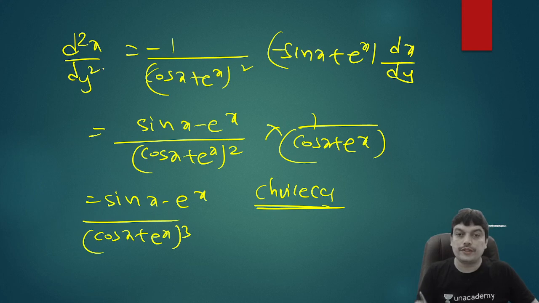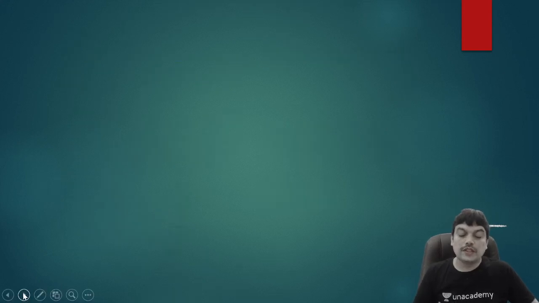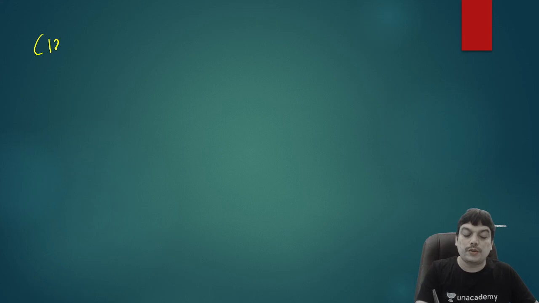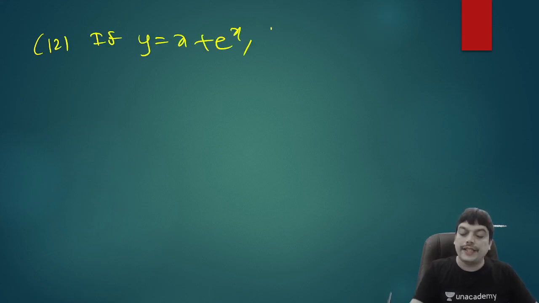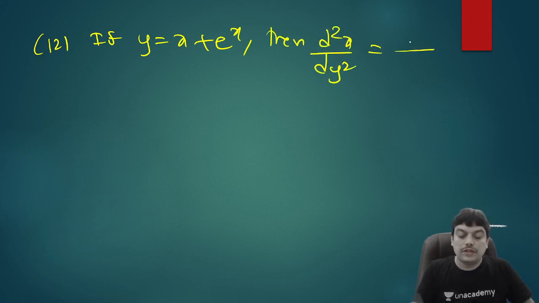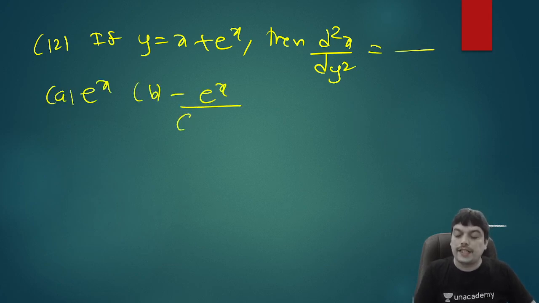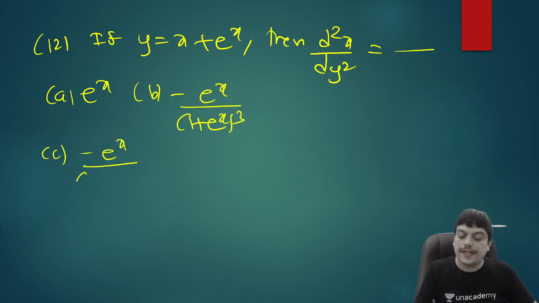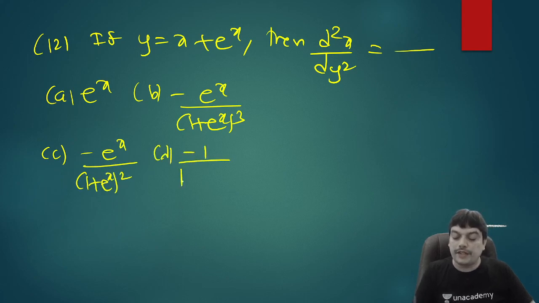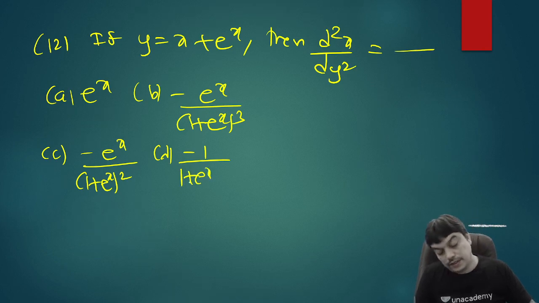There is y square here, of course. Then the next question, which is more similar to this: if y is equal to x plus e power x, you need to find out again d square x by dy square. So the options are e power x minus e power x divided by (1 plus e power x) whole cube, minus e power x divided by (1 plus e power x) whole square, and minus 1 by (1 plus e power x) whole cube. So these are the options.